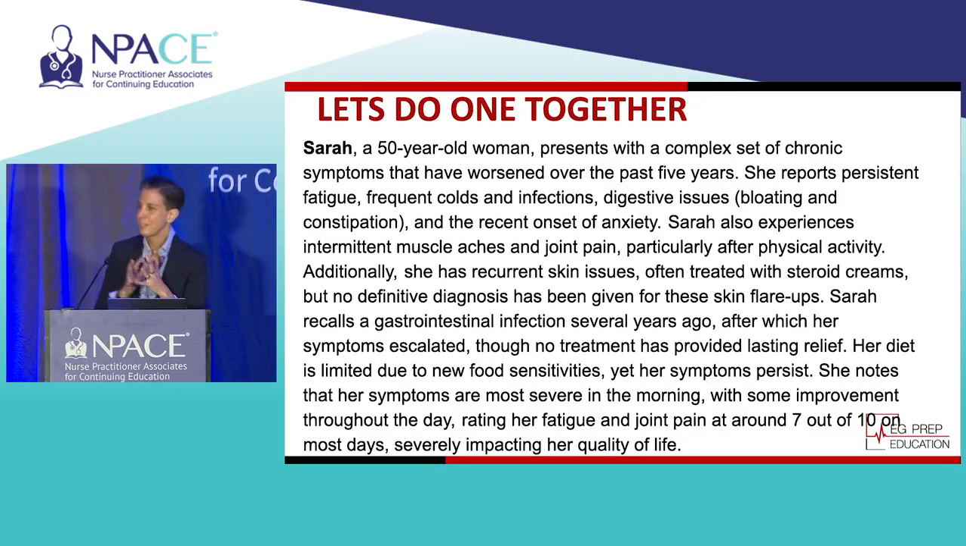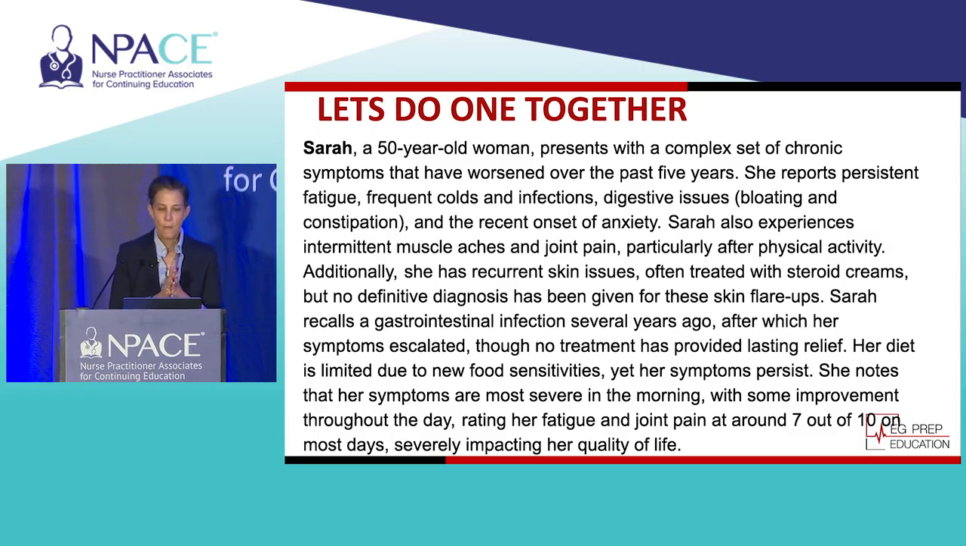All right, let's just read this case study. 50-year-old woman presents with a complex set of chronic symptoms that have worsened over the past 5 years. She reports persistent fatigue, frequent colds and infection, GI issues, anxiety. Sarah also experiences intermittent muscle aches and joint pain, particularly after physical activity. Additionally, she has skin issues.